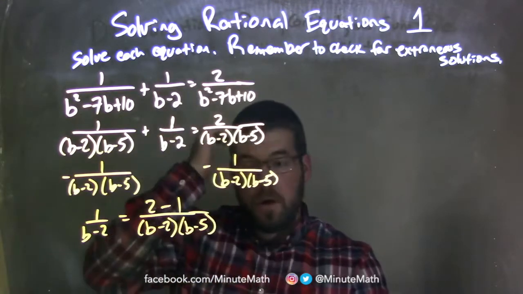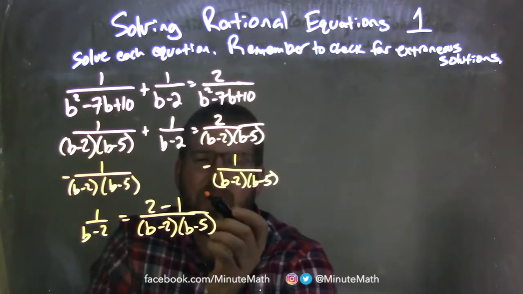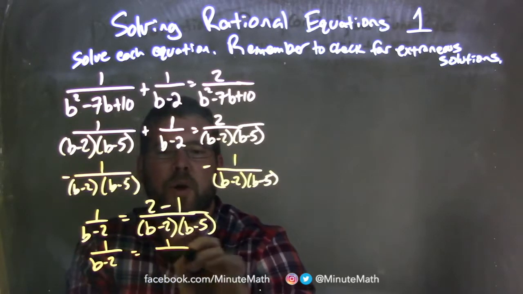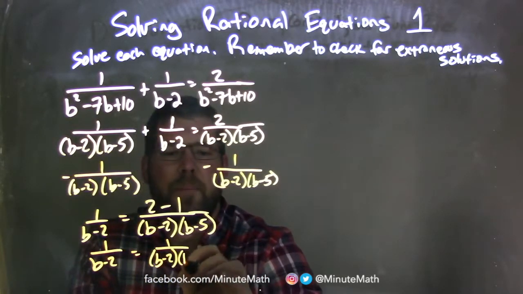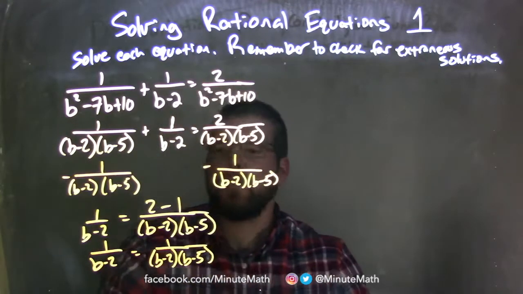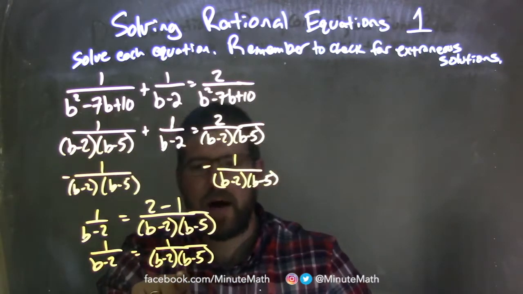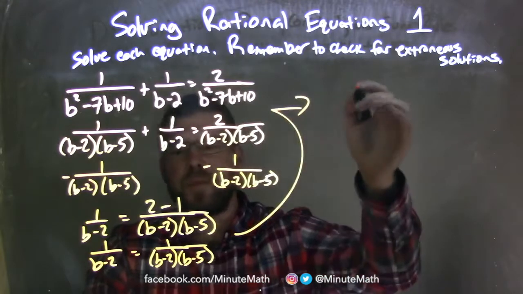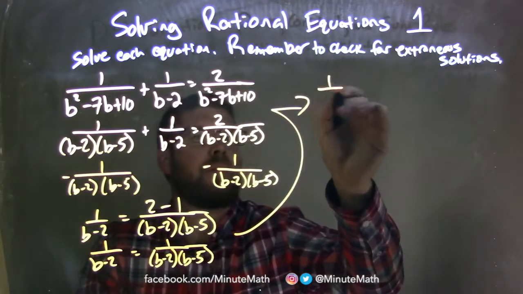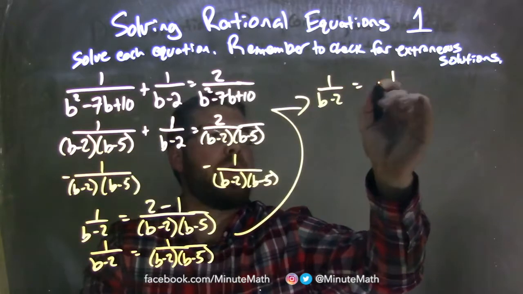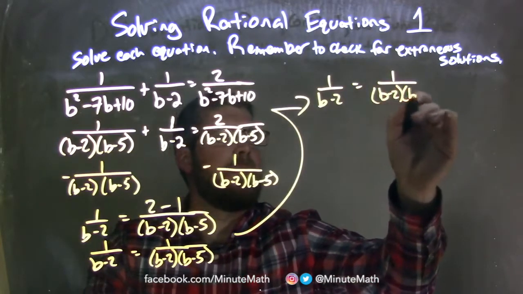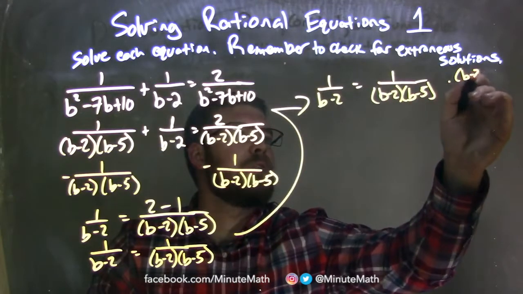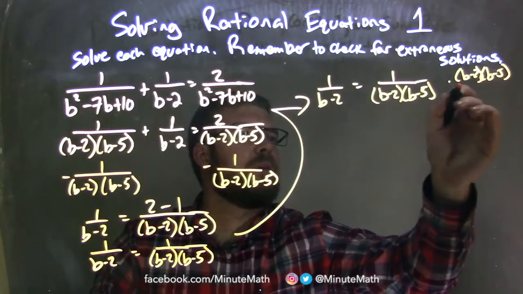Okay? So, what I can do now is simplify that. Well, 2 minus 1 is just 1, right? So, I can write it as just 1 over b minus 2 equals 1 over b minus 2 times b minus 5. Okay. So what I'm going to do now is multiply both sides by this denominator, b minus 2 times b minus 5. Okay, so let's go rewrite this up here. We have 1 over b minus 2 equals 1 over b minus 2 times b minus 5. And what I'm going to do here is multiply both sides by that denominator, b minus 2 times b minus 5, to both sides.